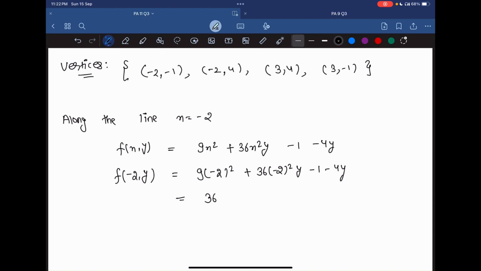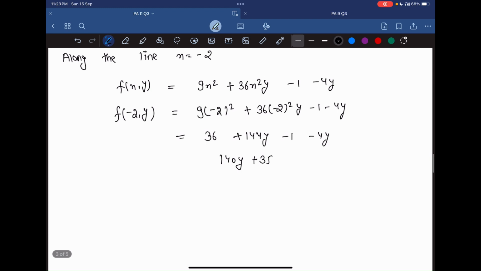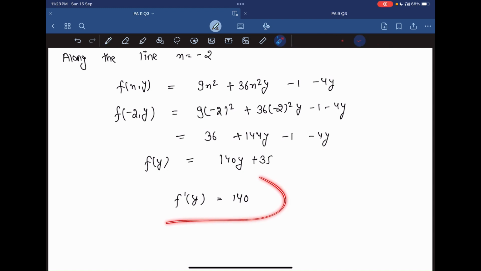So it would be 36 plus 144y - 1 - 4y, so 140y plus 35. Now if we take the derivative of this function, now it would be just a function of y. On taking the derivative of this function with respect to y, we will get 140. So it is a constant. So the critical point will not exist at this point. So we will not consider any point along this line.